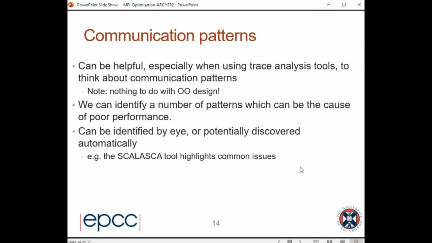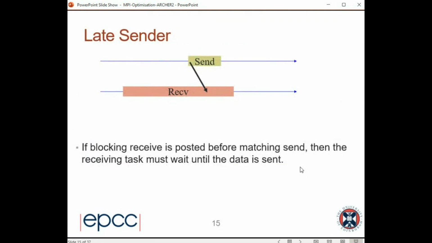Some of the tools like Scalasca actually try and say, it looks to me like your code is suffering from this problem, because it may have detected a lot of time spent in receive. Some tools like Scalasca have clever systems which try to spot these for you. But the classic one, for example, is late sender.